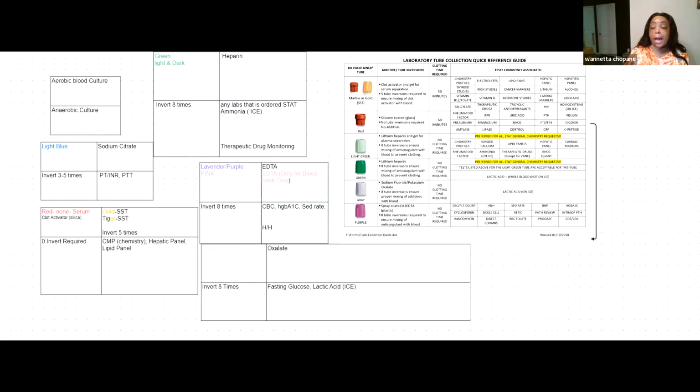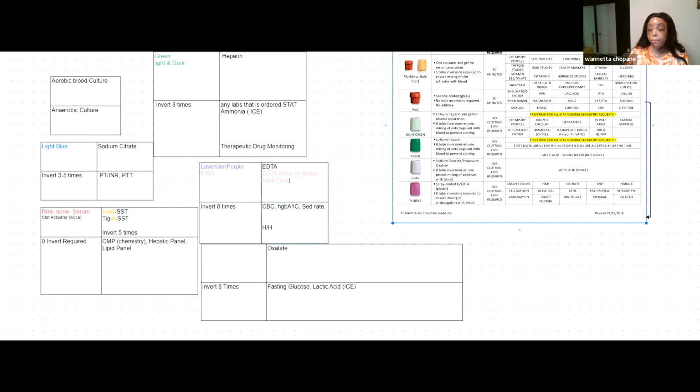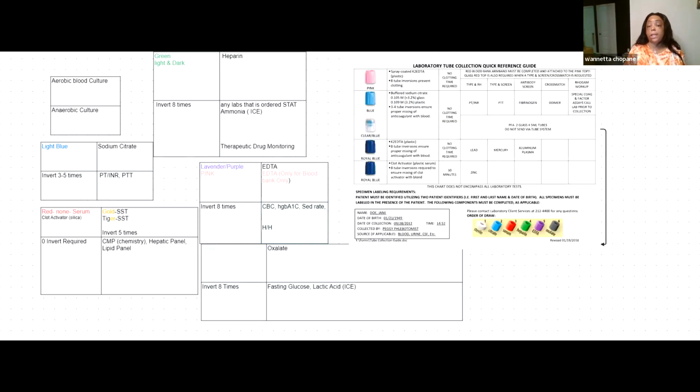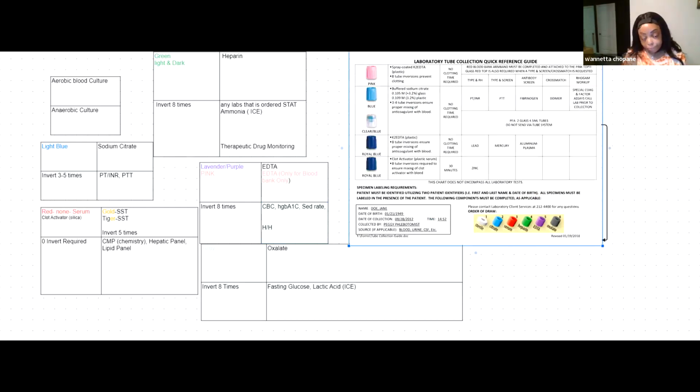Now, as you can see, I have pink written up there. Let me turn my sheet around. Okay, so I went to page 2 on our sheet, and you'll see at the top here is our pink top tube. The reason why I have pink and lavender underneath each other is because, as you can see, the additive that's in the pink is also EDTA, okay? We still invert those 8 times. No clotting time required, just like the green. You don't have to let it sit to clot. We just automatically put it in the spinner machine.